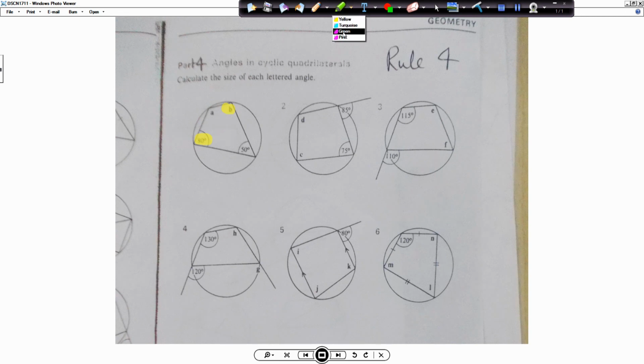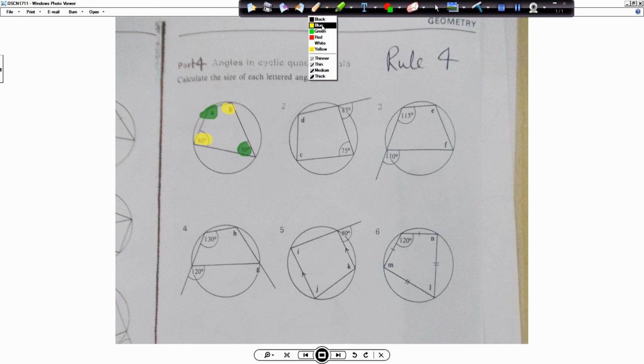Let's change color. So this is 50 and this is the opposite angle in the cyclic quadrilateral. So A will be equal to 130 because opposite angles in a cyclic quadrilateral add up to 180. So it's equal to 130 because of all of this. You have to say all of this as well. Yeah? Happy? So write it down, with some of the explanations.